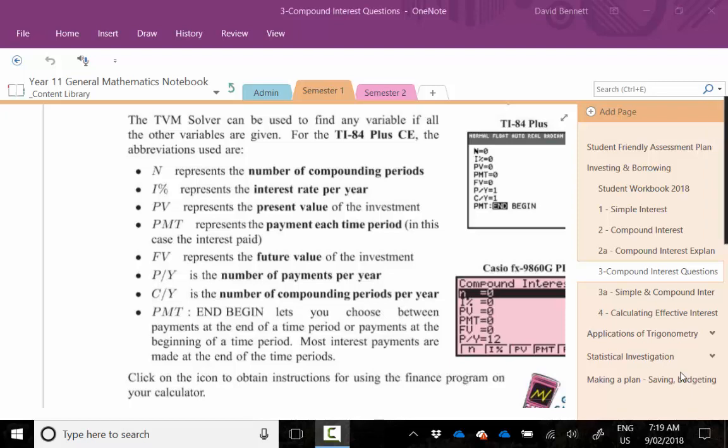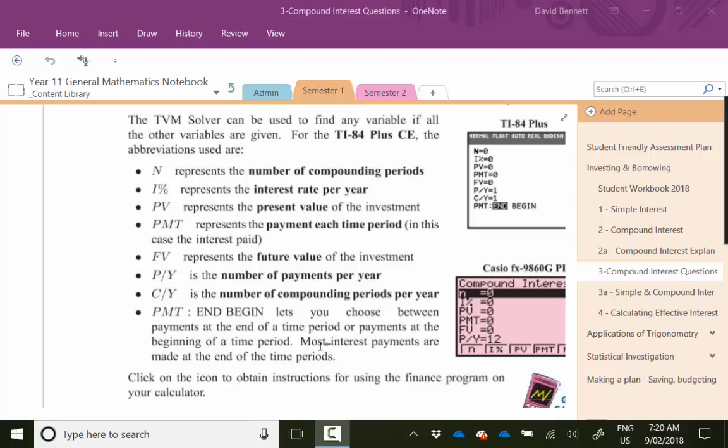Hi, in this video today we're going to be looking at using the graphics calculator. One of the things is that we've been through these particular values, what they mean. So obviously n is the number of compounding periods in total. That would be equal to the number of years times the payments per year. I is the interest rate per year, and it's always put in as a yearly interest rate.